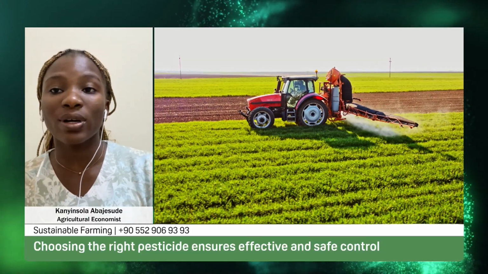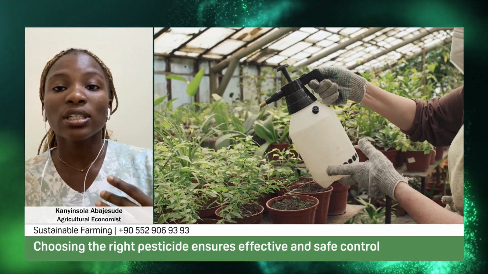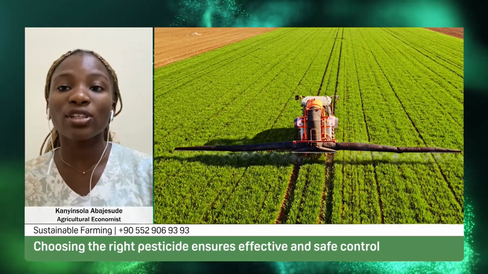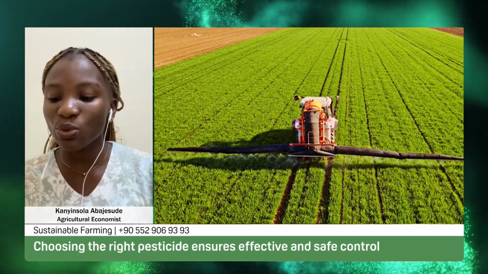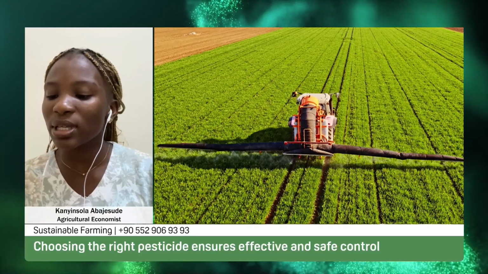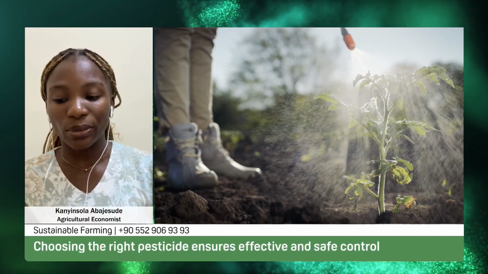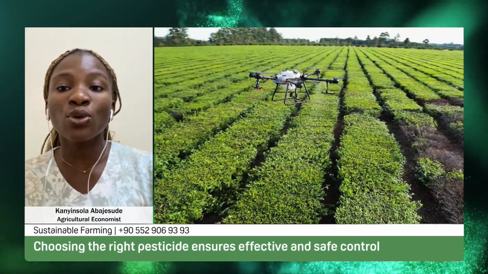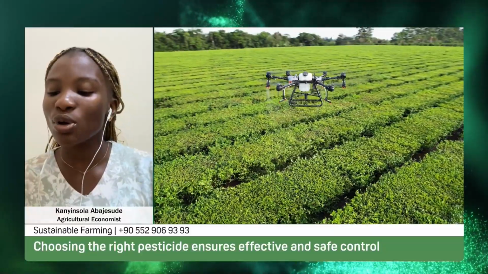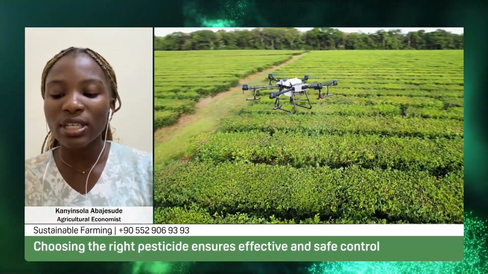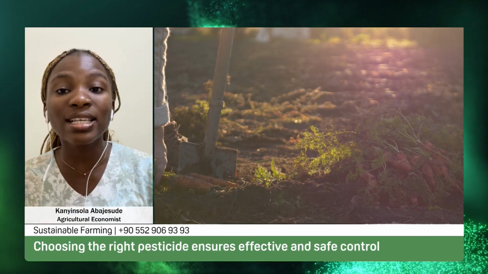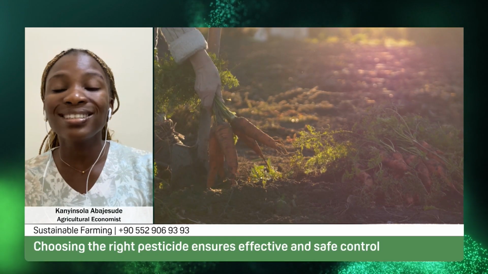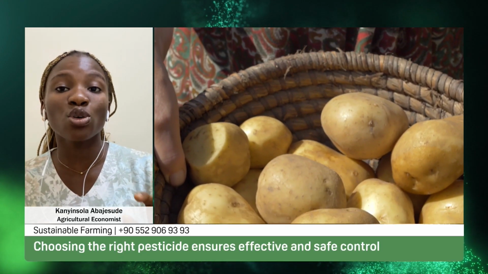After you have known what you're dealing with, after you have known the pests, because it might not be only one, the next thing you have to do is read your label. Read the label, because when you read the label, it does a few things for you. It helps you to know what the pesticide is correctly, and it also helps you to know the pests that the pesticide controls.